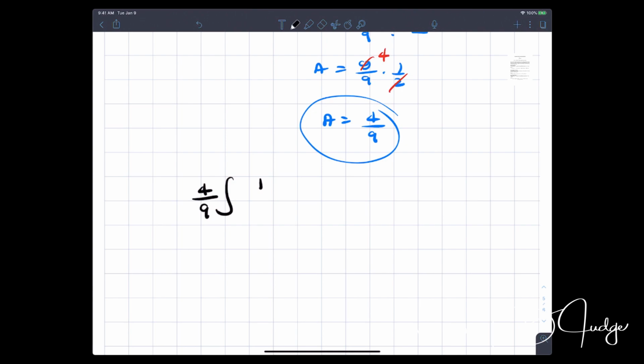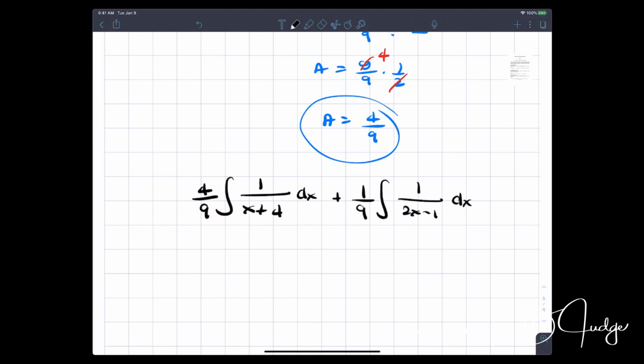Four ninths, integral of 1 over x plus 4 dx, plus 1/9 integral of 1 over 2x minus 1 dx. This is why we did what we did, by using properties.